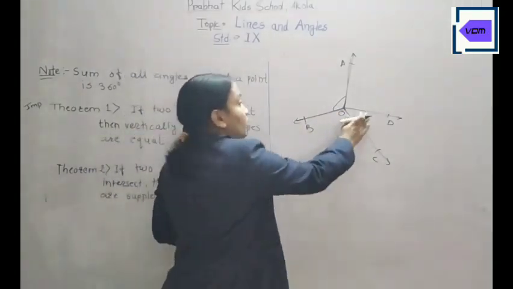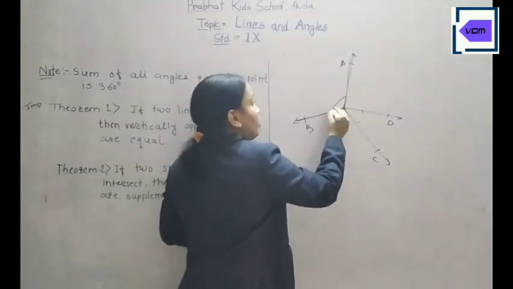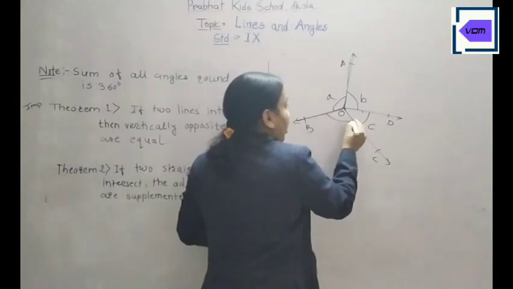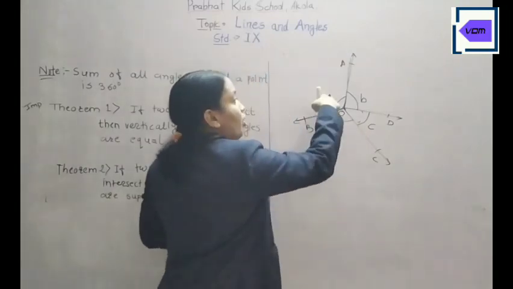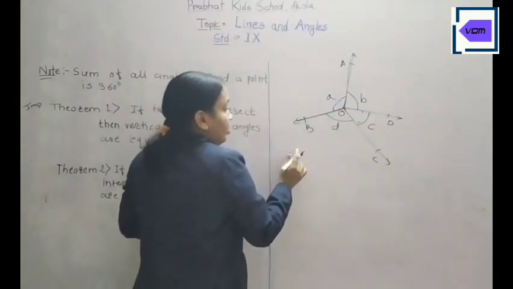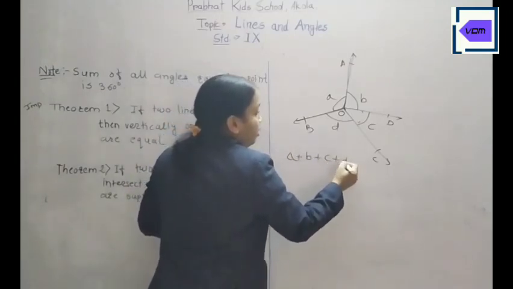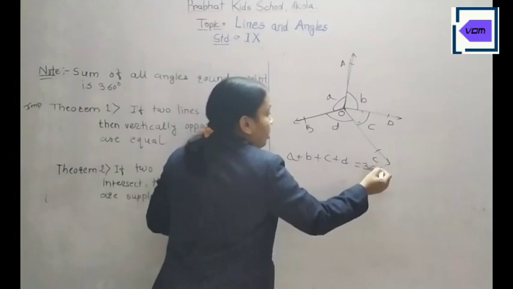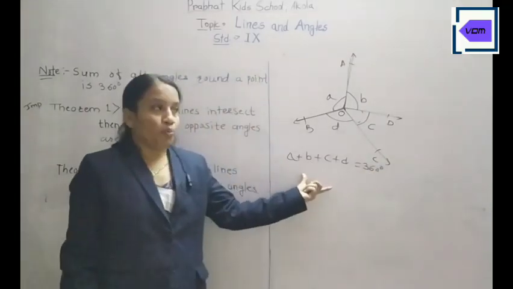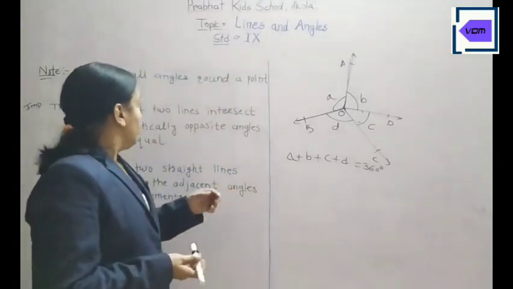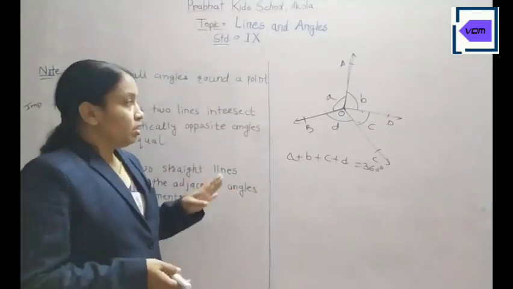Okay. Now what is the important point? Suppose the measure of this angle is A, this is angle measure B, this is C and this is D. It means the sum of all these angles, A plus B plus C plus D, is 360 degrees. This is a very important result you have to use in many examples. Now we will move towards the first theorem of this chapter.